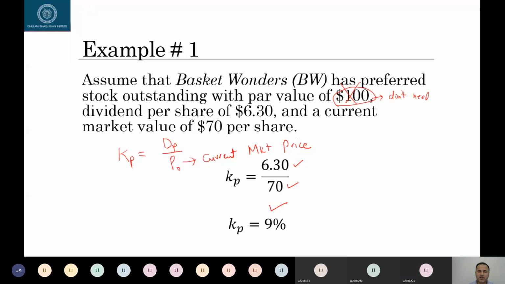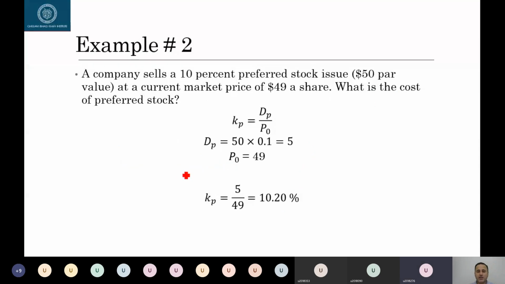Now, this is a simple example where all the information that we need to calculate the cost of preferred stock is given. This is a little bit complicated. A little bit, I would say, not even medium. It's like an easy question. So a company sells 10% preferred stock issue, $50 par value, at the current market price of $49. What is the cost of the preferred stock?